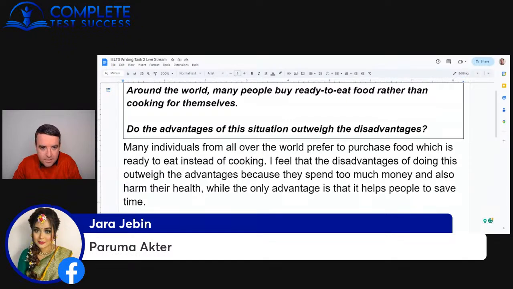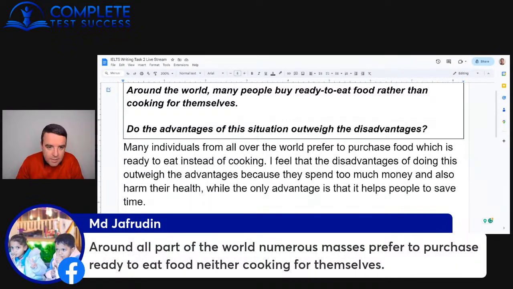Hi, Jara. Welcome to the lesson. Mohammed, around all parts of the world, numerous masses prefer to purchase ready-to-eat food, neither cooking for themselves.